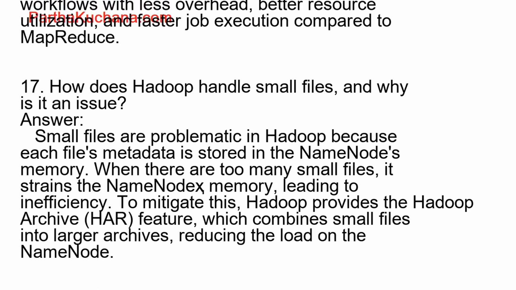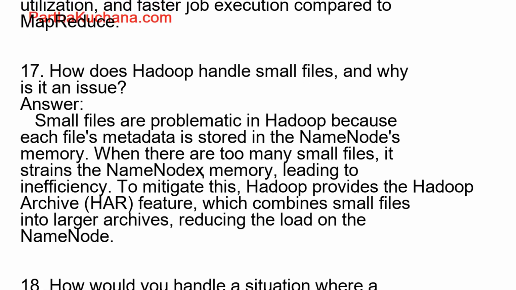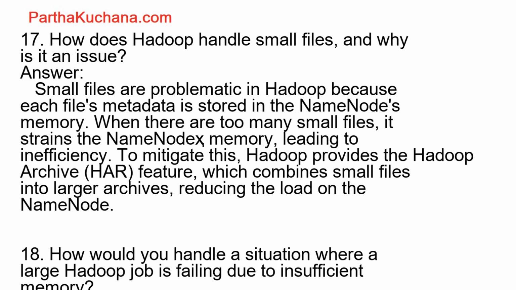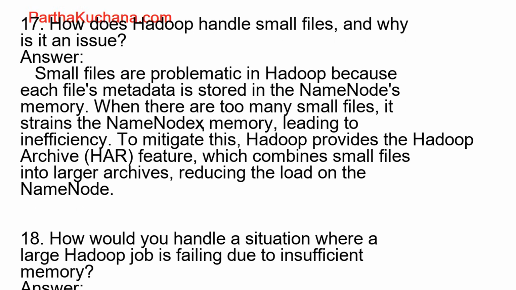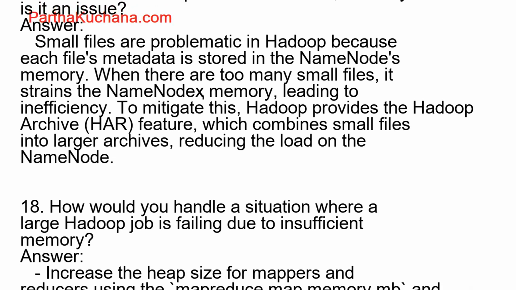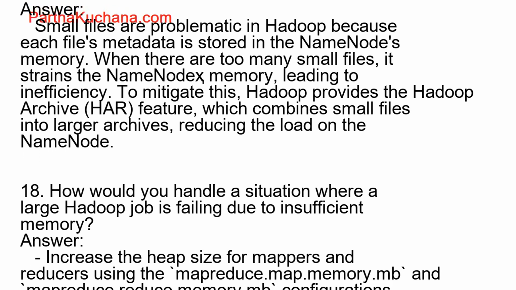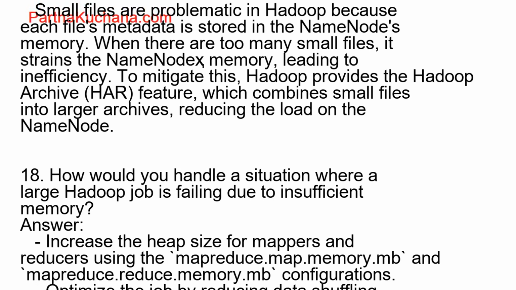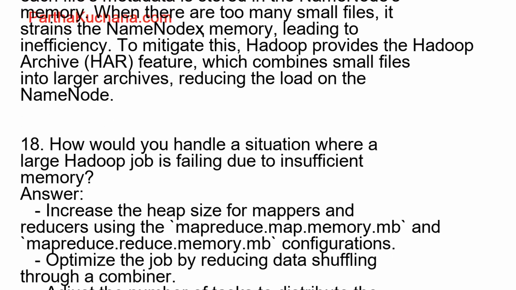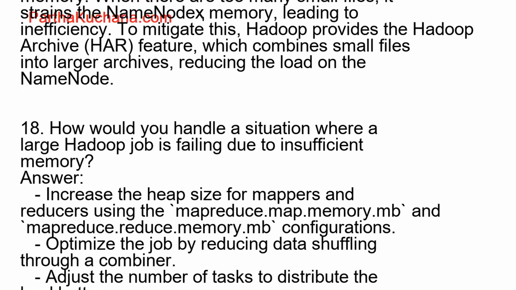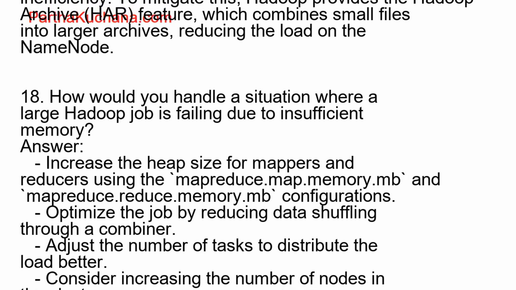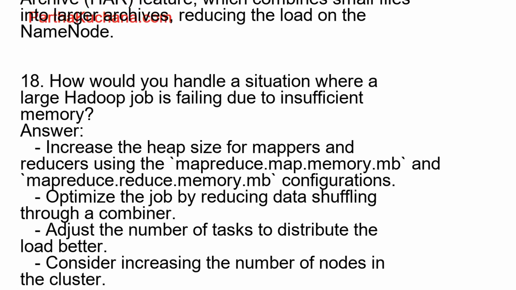19. Describe the process of a MapReduce job in Hadoop from submission to completion. Answer. When a job is submitted, the client submits the job configuration and JAR file to the JobTracker (Hadoop 1.x) or ResourceManager (YARN). Input data is split into blocks, and tasks (mappers) are assigned to process each block. Mappers output intermediate key-value pairs, which are shuffled and passed to reducers. Reducers generate the final output, which is written back to HDFS.